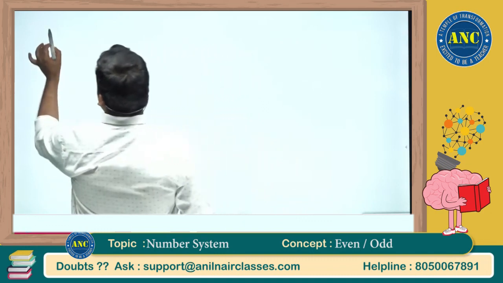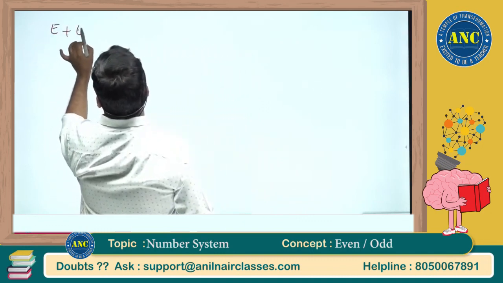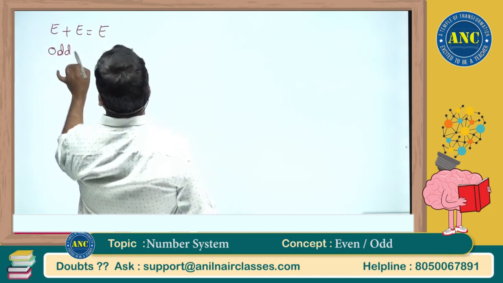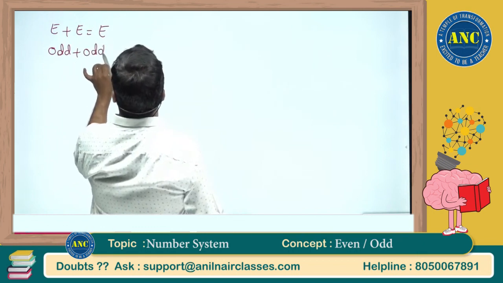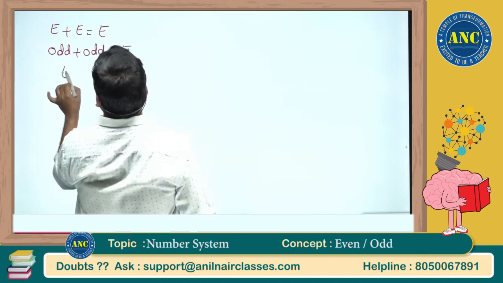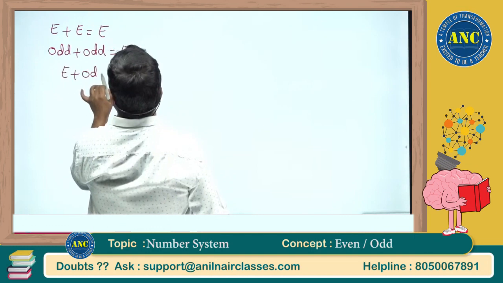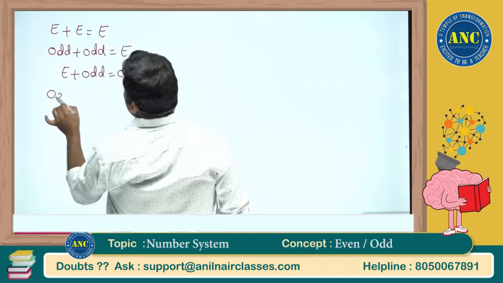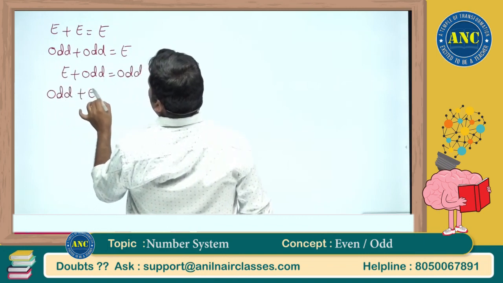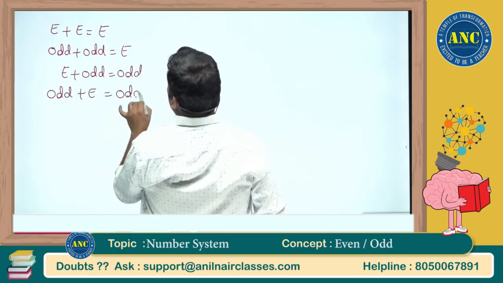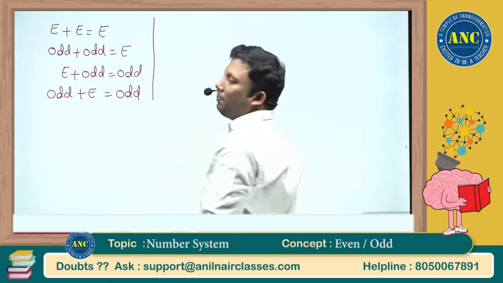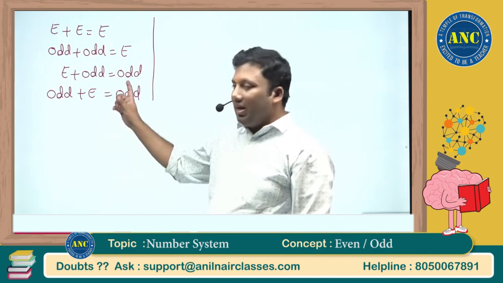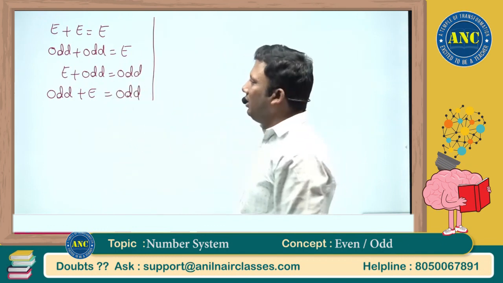So what is the concept that we discussed? Even plus even, it is an even number. Odd plus odd, it is also an even number. Even plus odd, it is an odd number. Similarly, odd plus even, it will be odd. Very easy proof I gave to you. 2k1 plus 2k2. 2k1 minus 1 plus 2k2 minus 1. Even, even, even, odd. Addition, we did it.